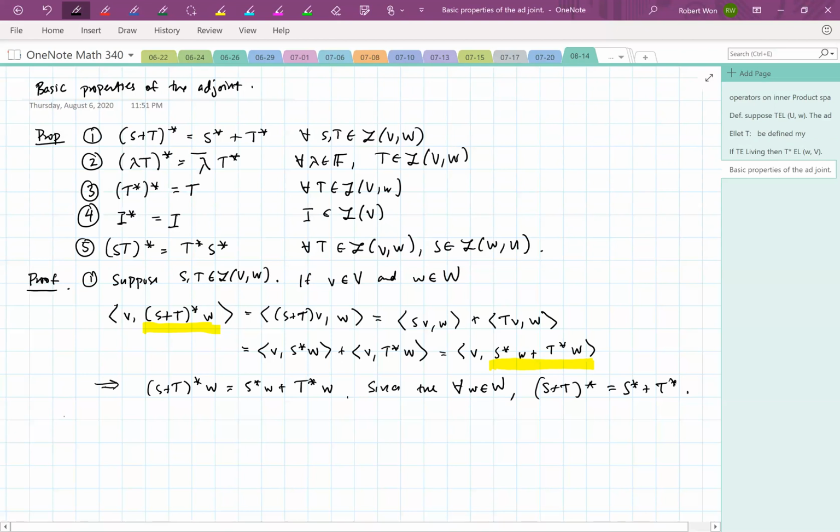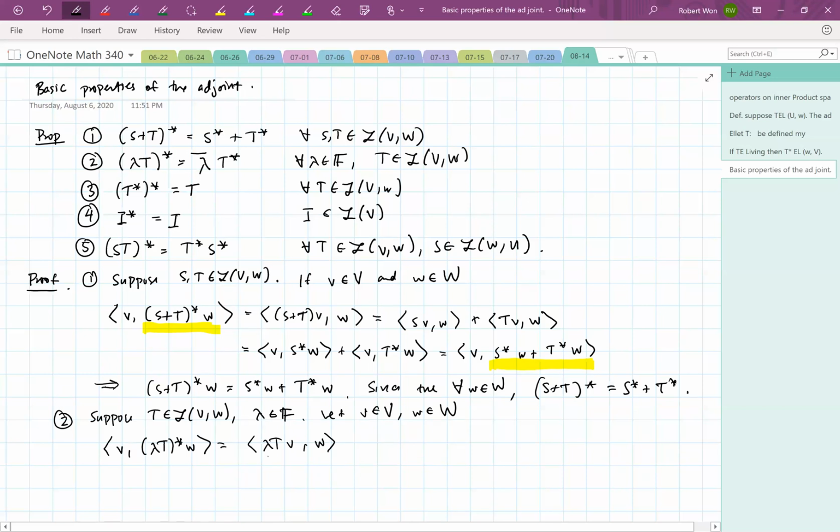Okay, since part 2 is actually a little bit different because you need to take the complex conjugate, let's just do it together. So suppose that T is a linear map from V to W, and lambda is a scalar. Again, I want to use the property of the adjoint. What's the property of the adjoint? So let v be in V and w in W. It says that if you take the inner product of v with the adjoint of lambda T applied to w, it's the same thing as taking lambda T of v inner product with w.